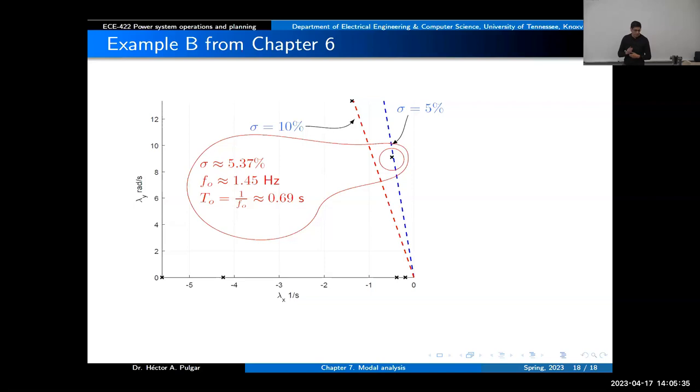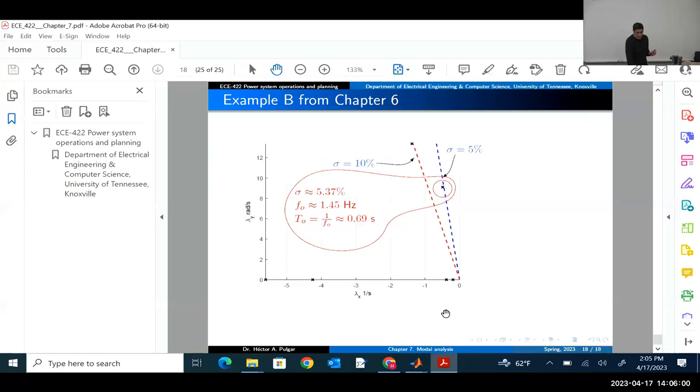And here I have the numbers again. So this is a damping ratio of 5.37%. The oscillation frequency is 1.45 hertz, and if we get the inverse of these, we get the period, and that period is almost 0.7 seconds, okay? And that's what I have for today, and now we're going to work with the system.